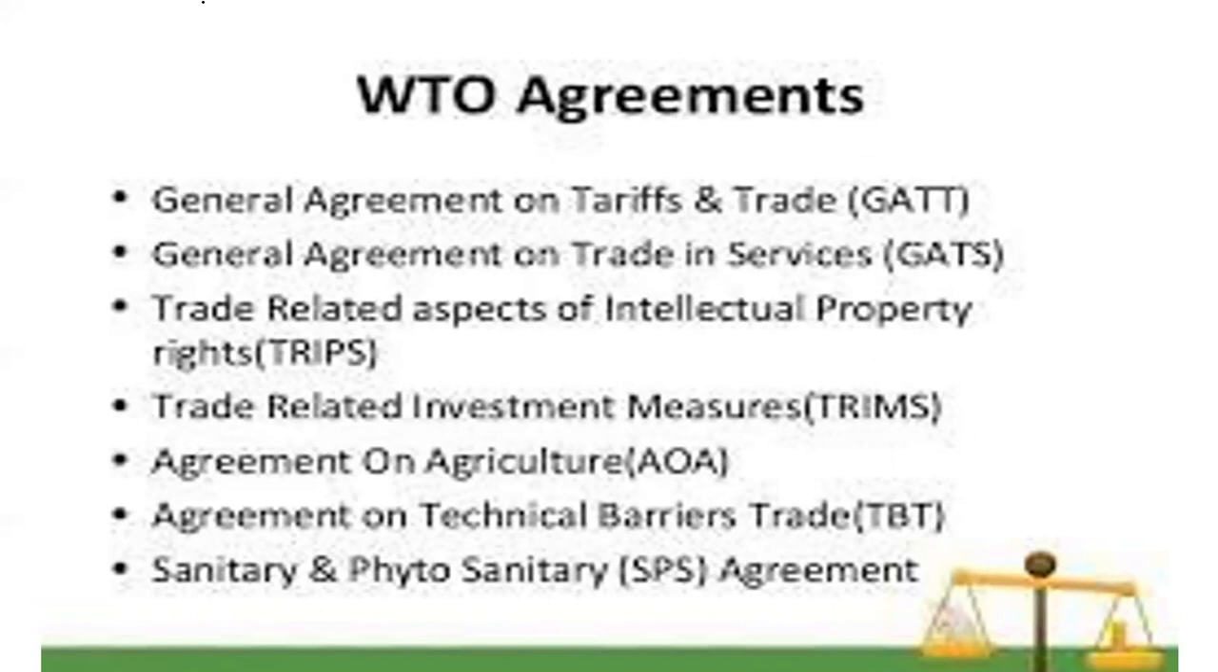Then what are the WTO agreements? WTO has different agreements: the General Agreement on Tariffs and Trade, GATT; the General Agreement on Trade in Services, GATS; Trade Related Aspects of Intellectual Property Rights, TRIPS; Trade Related Investment Measures, TRIMS; the Agreement on Agriculture; the Agreement on Technical Barriers to Trade, TBT; and the Sanitary and Phytosanitary, SPS agreement. These are all the important agreements of WTO which you should remember. The first one is GATT, second is GATS, third is TRIPS, fourth is TRIMS, fifth is AOA, the Agreement on Agriculture, second last is the Agreement on Technical Barriers to Trade, TBT, and the last one is the Sanitary and Phytosanitary, SPS agreement. I hope these agreements are clear.